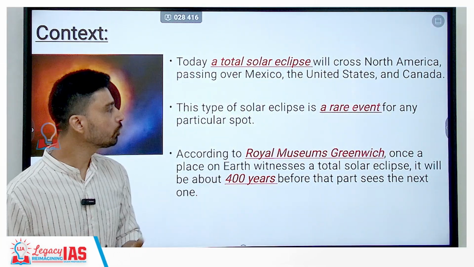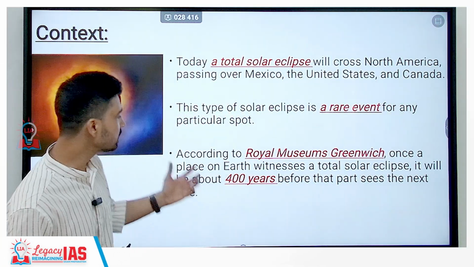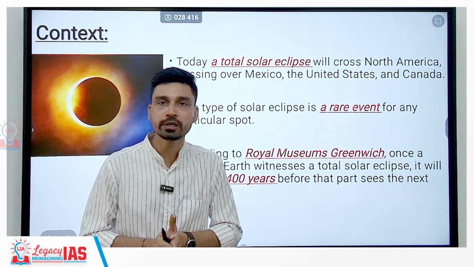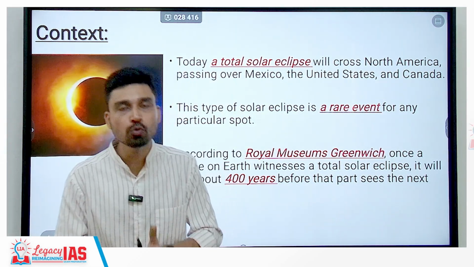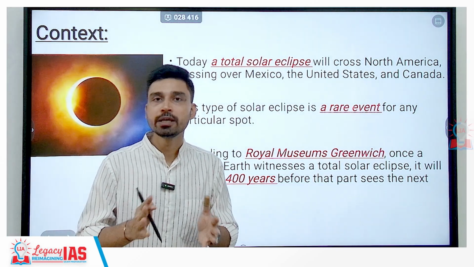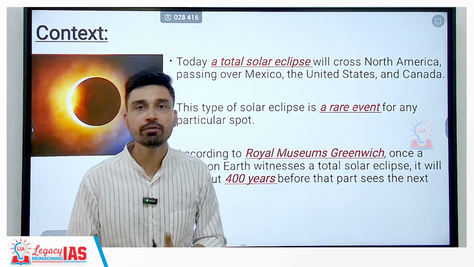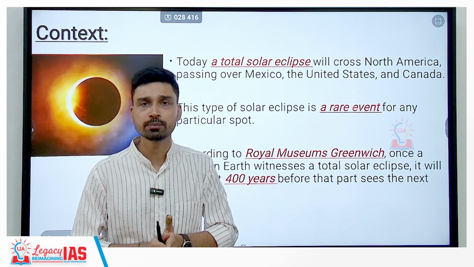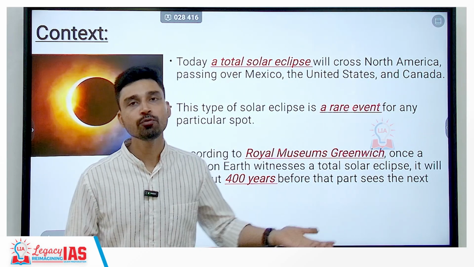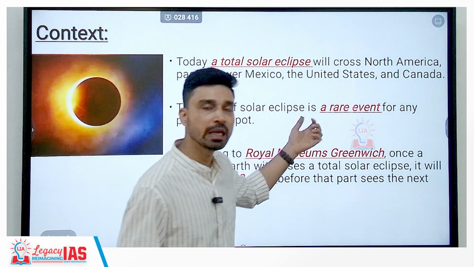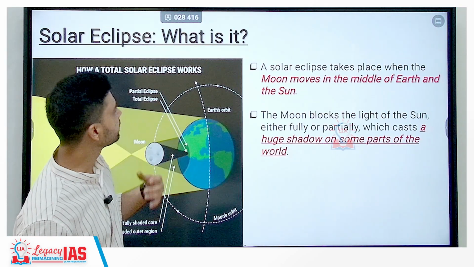And according to the Royal Museums Greenwich, once a place on earth witnesses a total solar eclipse, it takes almost 400 years for that same place to again witness a total solar eclipse. That means in the regions where we are going to observe the total solar eclipse today, after 400 years, people of these regions will be able to witness this phenomenon a second time.